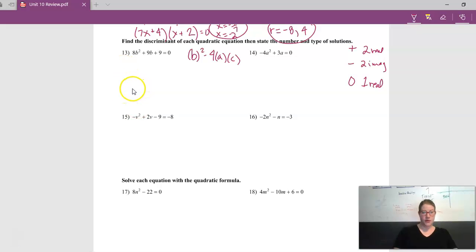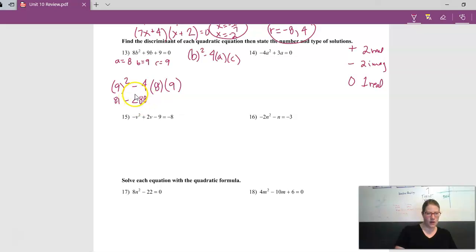All right, so let's start with number 13. The first thing we want to do is make sure it's in standard form, and this one is. We have our b squared, and then our b, and then our constant, and then the other side equals 0. So let's go ahead and just write down what a, b, and c are. So a is 8, b is 9, and c is 9. So b squared would be 9 squared minus 4 times a, which is 8, times c, which is 9. So 9 squared is 81. 4 times 8 times 9, I'm just going to use my calculator for that really quickly. So 4 times 8 times 9 is equal to 288.